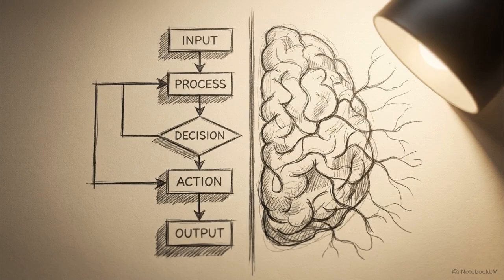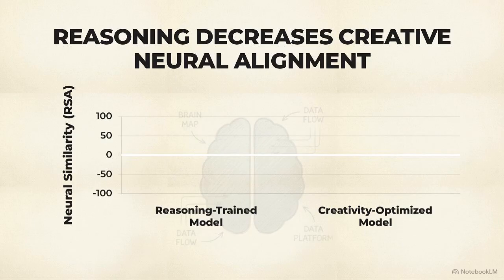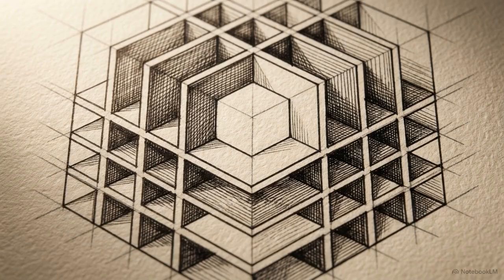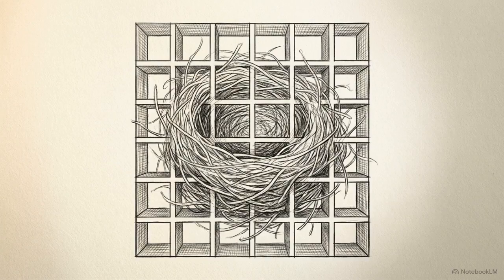Fine-tuning a model for specific tasks reconfigures its underlying alignment, often creating a trade-off between logical processing and human-like neural similarity. This bar chart shows the impact of training objectives. A reasoning-trained model showed negative alignment with high creativity human responses, moving away from human ideation. In contrast, the creativity-optimized model's upward-pointing bar successfully maintained neural similarity to creative human responses. These results indicate that training models to follow strict logical chains of thought can steer their internal representations away from the neural geometry associated with human creative ideation.